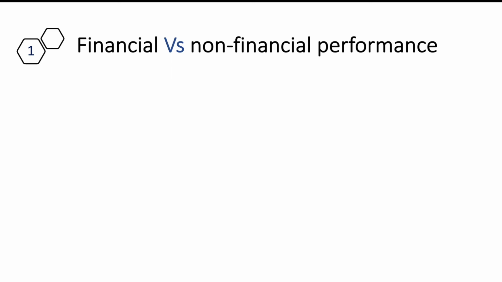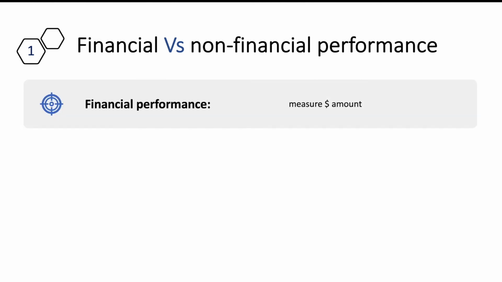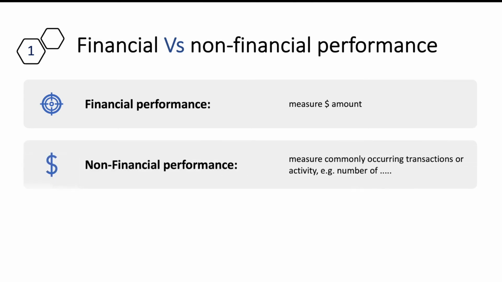Number one, financial versus non-financial performance. So first we will be discussing financial performance. The financial performance measures performance in dollar amounts. And non-financial performance measures commonly occurring transactions or activity, for example, the number of activities performed in one minute. So we can say the upper one is quantitative and this one is qualitative.